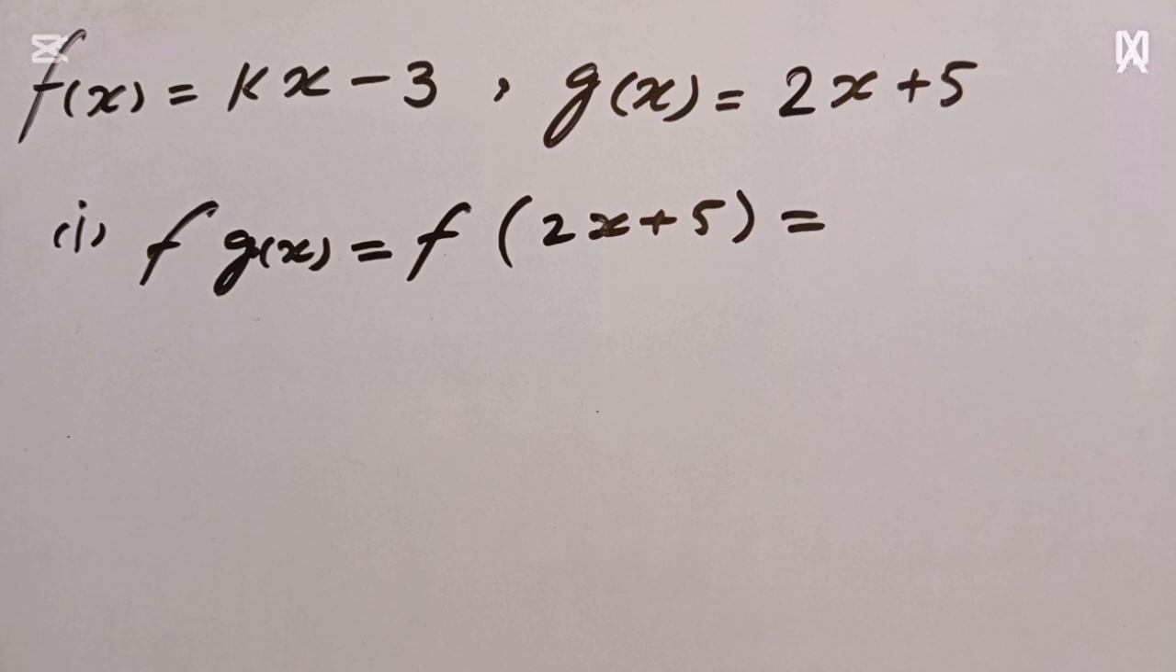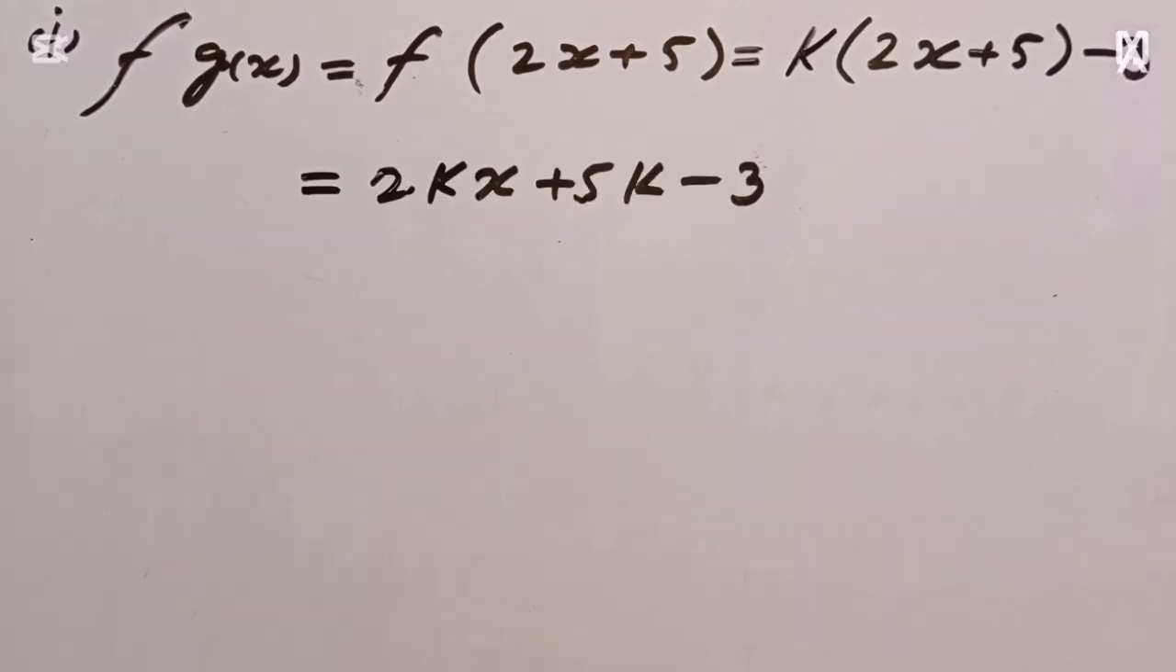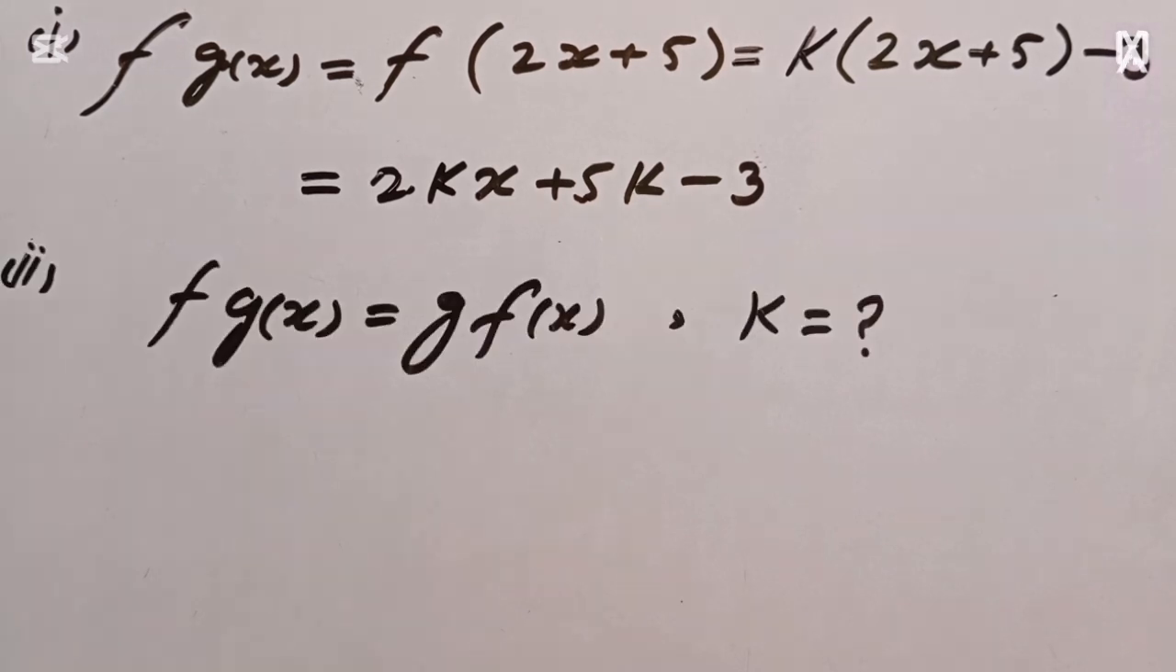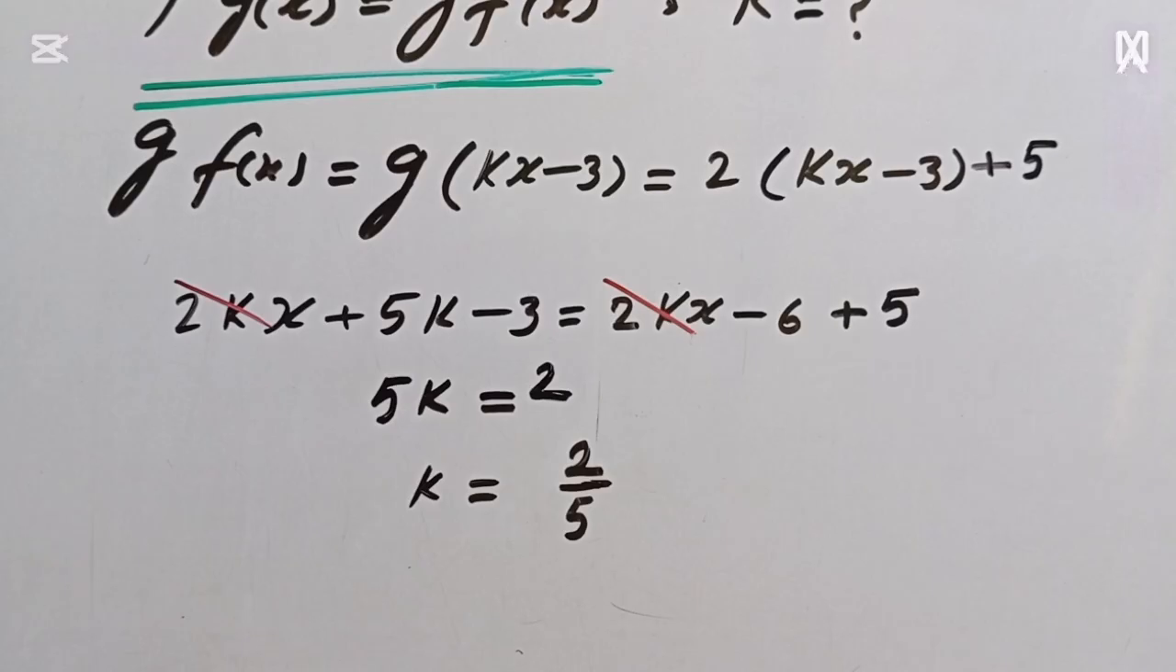Here two functions f(x) and g(x) are given. We have to find, in part 1, f(g(x)). Solving this, f(g(x)) is equal to 2kx + 5k minus 3. We have to find the value of k when f(g(x)) is equal to g(f(x)). f(g(x)) we have found in the previous part. Now we will do g(f(x)) here. 5k equal to 2 and k equal to 2 by 5.